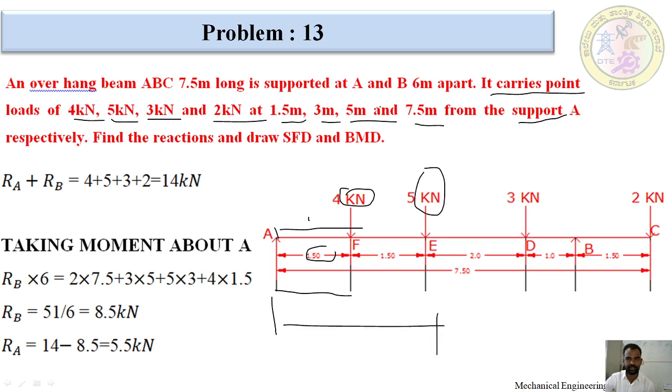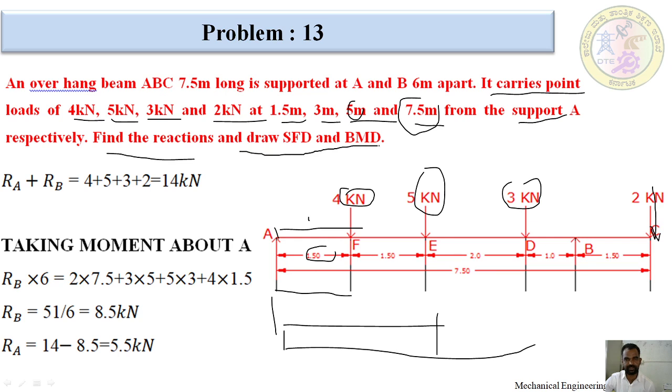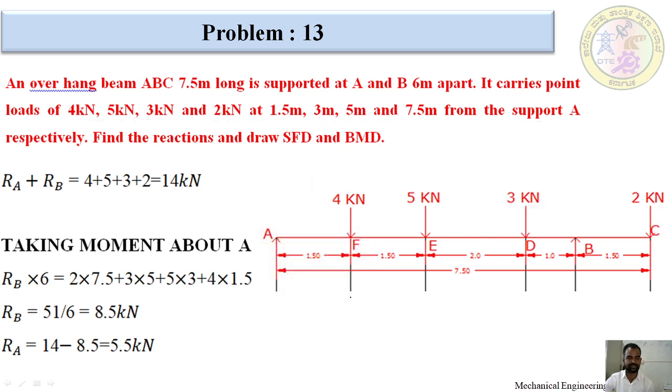After that, 3 kilonewton at a distance of 5 meter. From here we have to take up to 5 meter. We have 3 kilonewton. After that, 2 kilonewton at 7.5. The total distance is 7.5, so the load is given at the end of the beam. Okay, this is the problem summary: find the reactions and draw the SFD and BMD. Up to here we have understood, and next we are going to solve the reactions.